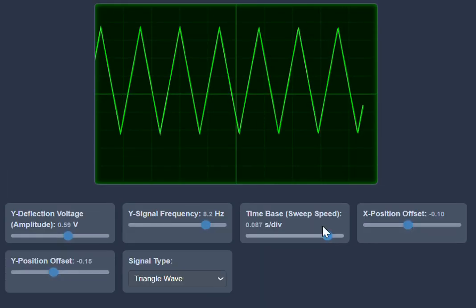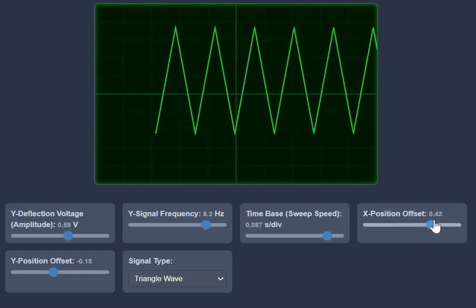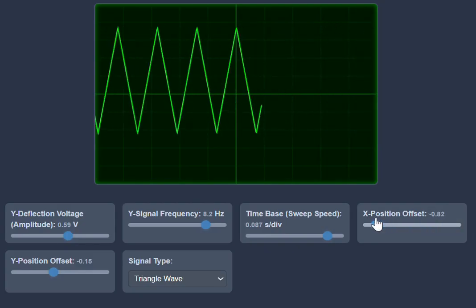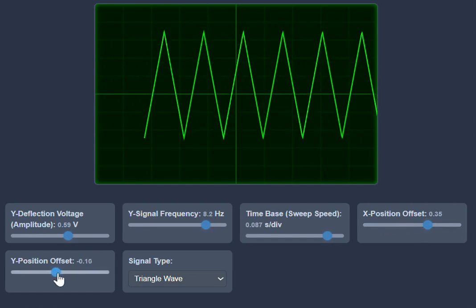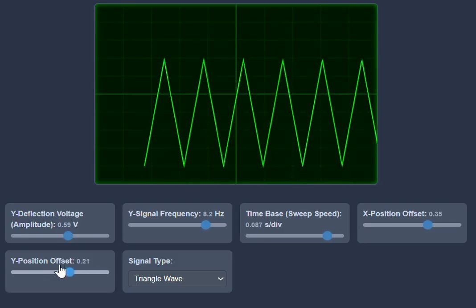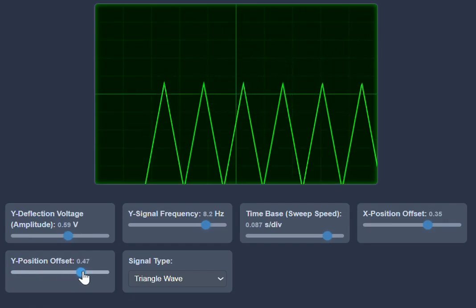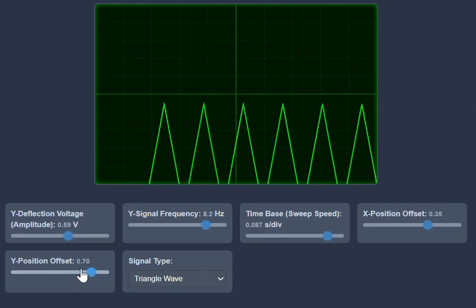Now the next point, the x position offset voltage changes and shifts the signal along the horizontal x-axis. The y position shifts the signal along the vertical axis, up and down. When the offset decreases, the signal shifts up, and when the offset value increases, the signal shifts in the down direction.